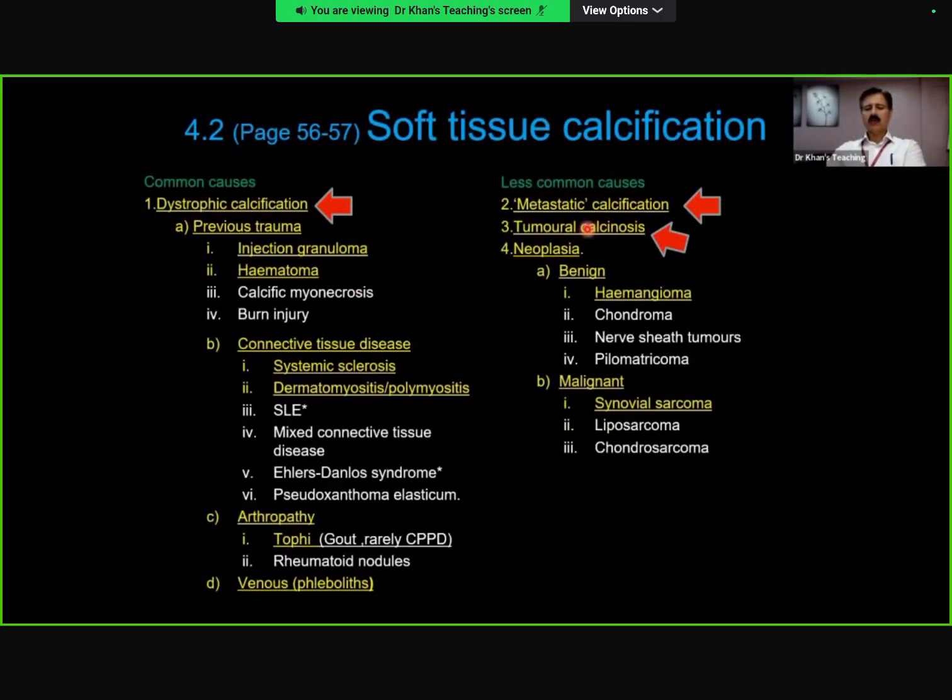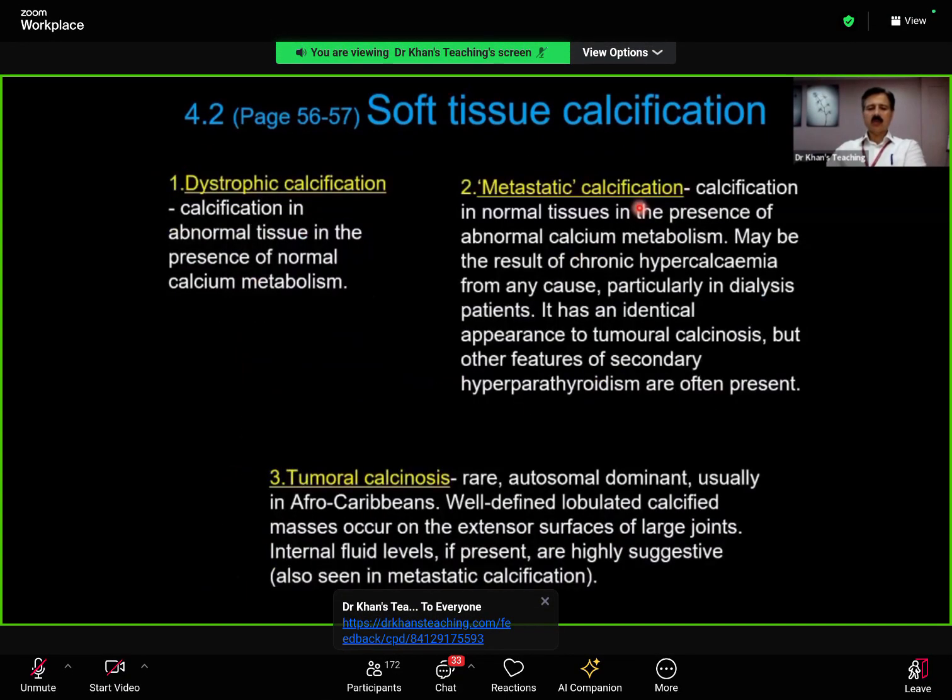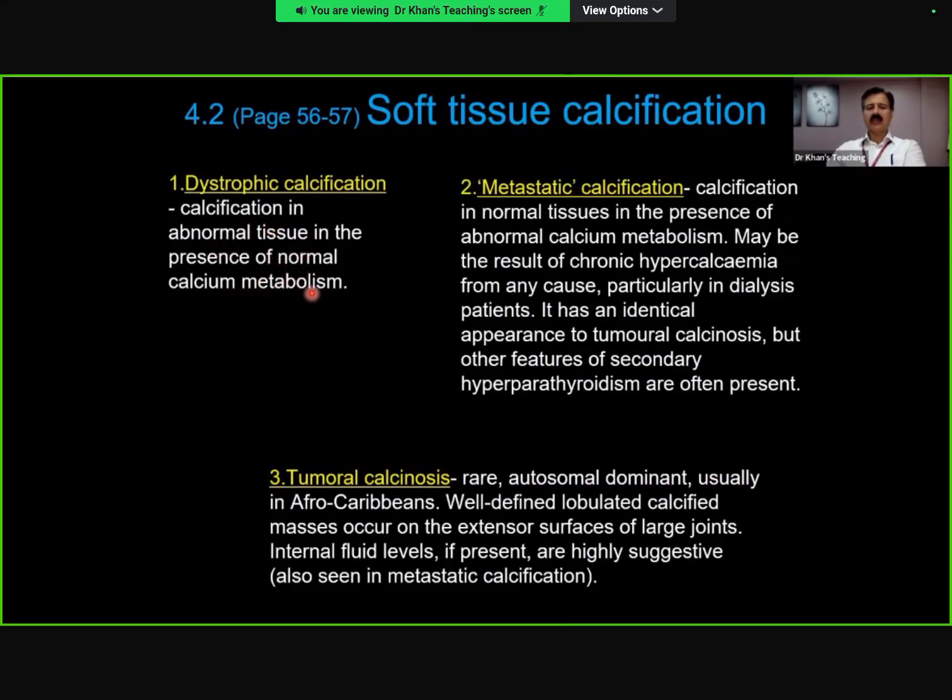I warn you, you have to remember this for differential diagnosis of two films which come in the exam again and again. That's why I have highlighted this. Now, dystrophic calcification has got all of these things, and metastatic calcification means, what is the definition? This is from Chapman. You can read it from there. Dystrophic calcification means calcification in abnormal tissue with normal calcium metabolism. And metastatic calcification is usually seen with hyperparathyroidism.